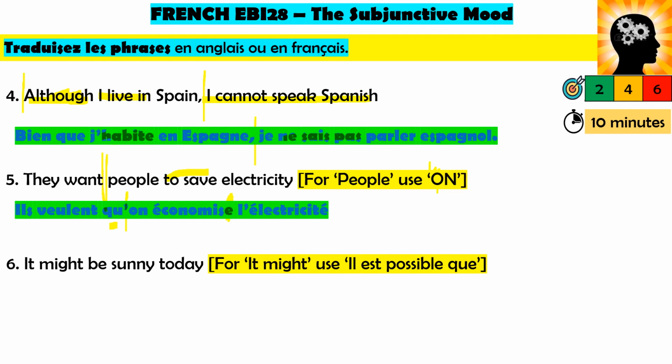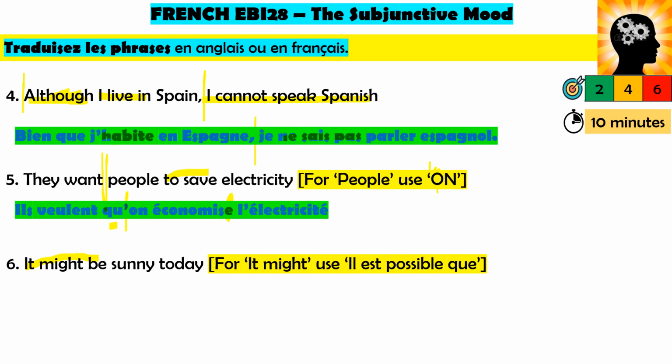Et finalement, it might be sunny today. Whenever you need to translate a phrase like it might be, use il est possible que. Simple phrase that works really well, but one that triggers the subjunctive because it's subjective. It's possible. There's a feeling of doubt over whether it will be sunny today, people. So because of that doubt, you need the subjunctive.